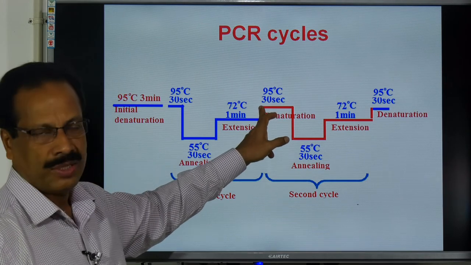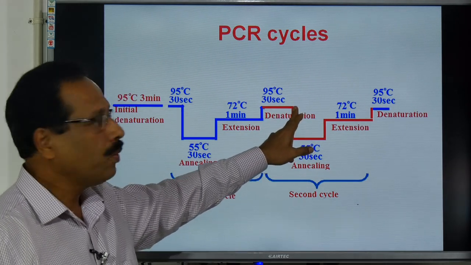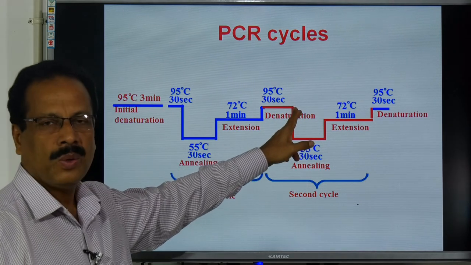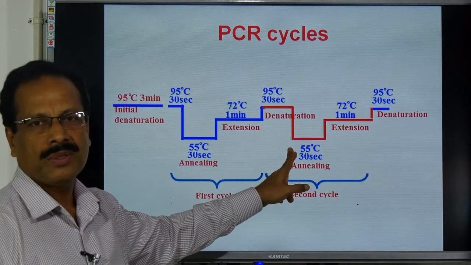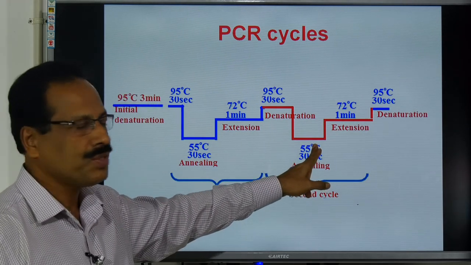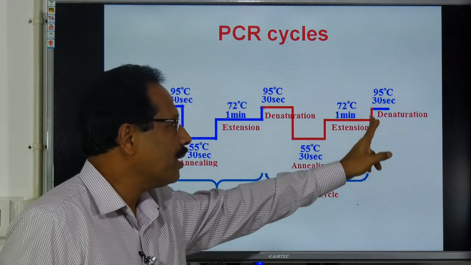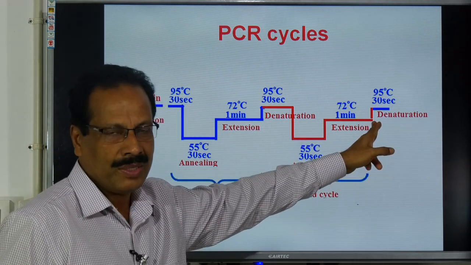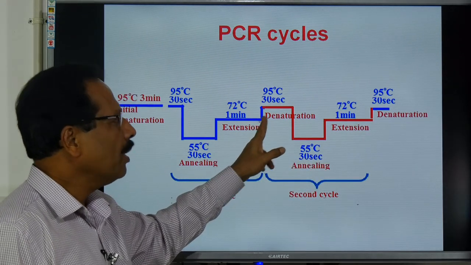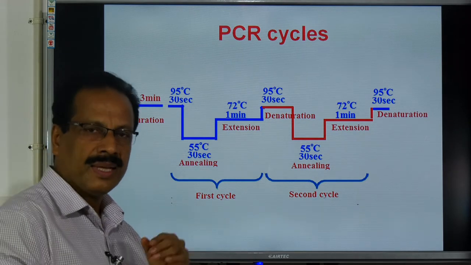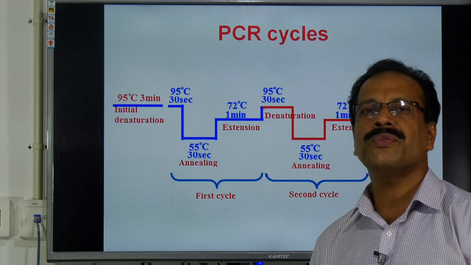Again, the denaturation, the temperature is increasing, 95 degrees Celsius, 30 seconds. So all these strands at this point, all the DNA molecules are single-stranded now. Now the temperature comes down, annealing, primer attaches, temperature goes up, extension. So that is the end of the second cycle. You started from 10 copies, now here it is 20 copies, here it is 40 copies. Like that, this is an exponential increase in number depending upon the initial number of copies.